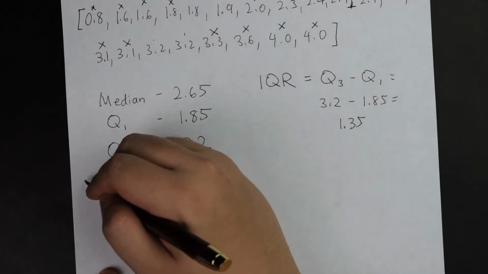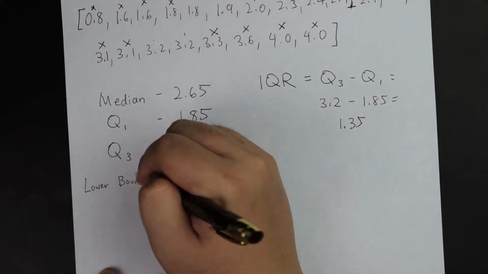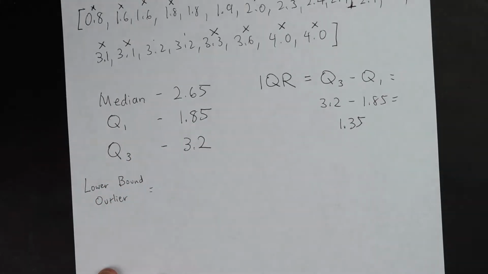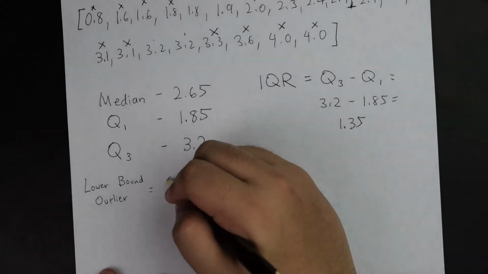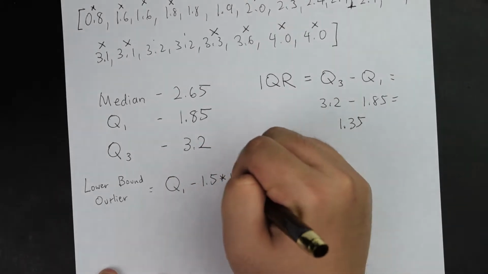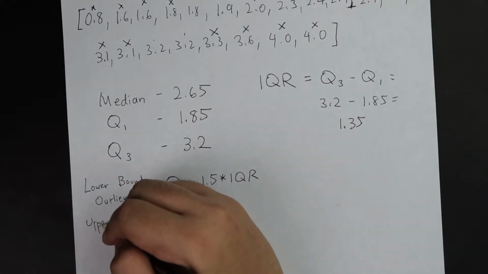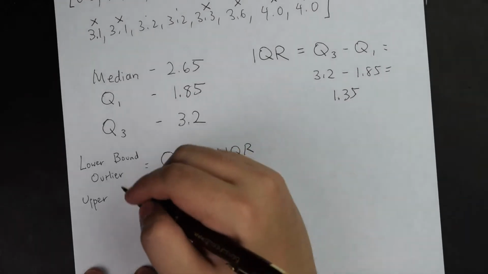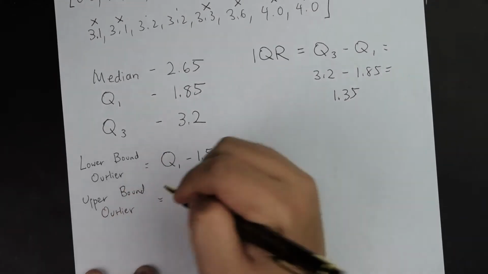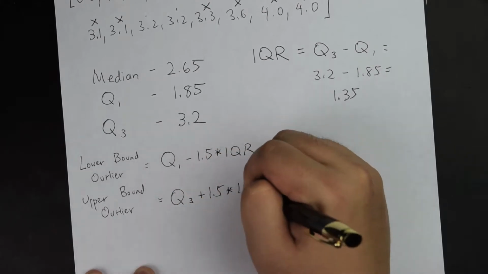So for the lower bound for outliers, I'm going to write lower bound outlier, and how you're going to solve it is Q1 minus 1.5 times your IQR. This is just an equation you need to memorize. And for the upper bound, just to make it very clear how I'm doing this, the upper bound outlier will equal Q3 plus 1.5 times IQR.